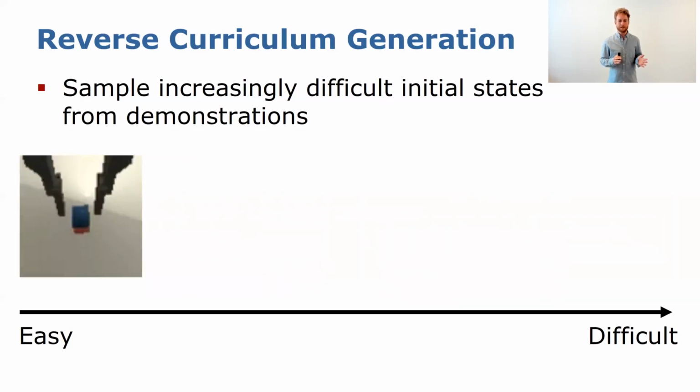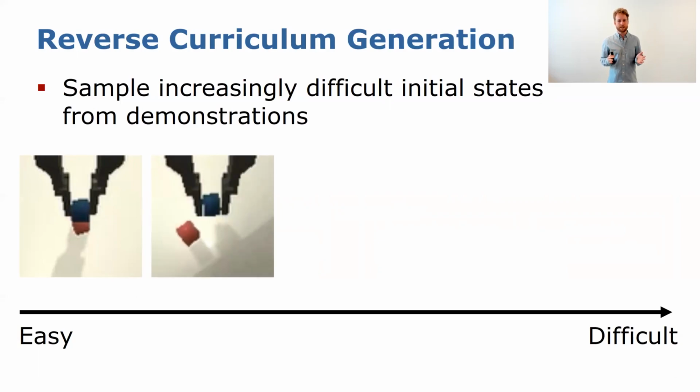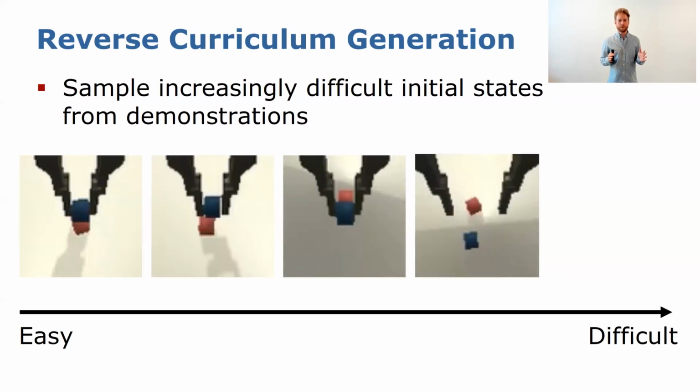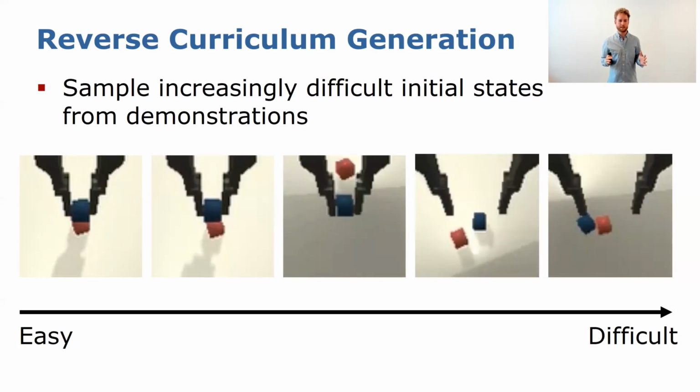At the beginning of the training, we bootstrap exploration by initializing the agent in states sampled from the end of the demonstration trajectories. From there, it is more likely that the agent is able to solve the task with random exploration and obtain sparse rewards. As the training progresses, we successively sample states closer to the beginning of the demonstration trajectories. This creates a curriculum in which the agent learns to solve a growing fraction of the task.